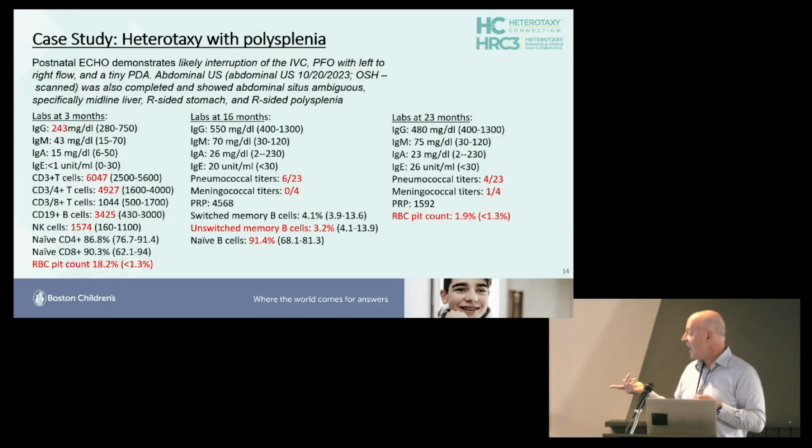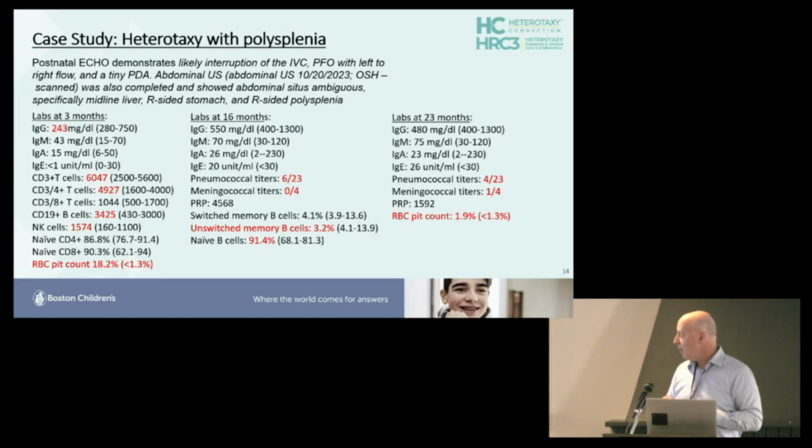Also, this patient had an increased population of the unswitched memory B cells, so really some solid evidence that he does not actually have very good splenic function in spite of the presence of a spleen. And then at 23 months of age, more recently, again, his immunoglobulin levels remain within normal range. He received some additional boosters, but still not great titers to pneumococcus or meningococcus.